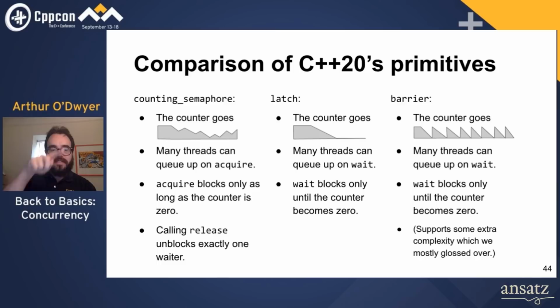With latch, the counter starts high, goes down to 0, and then boom, you're done. One shot, that's it. The barrier: the counter goes down to 0, and then boom, right back up to where it started, and goes down to 0, and right back up to where it started, and it keeps doing this over and over. And it supports some extra complexity, which we mostly glossed over.